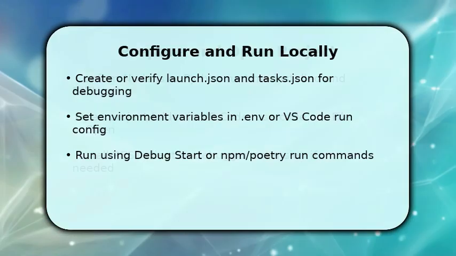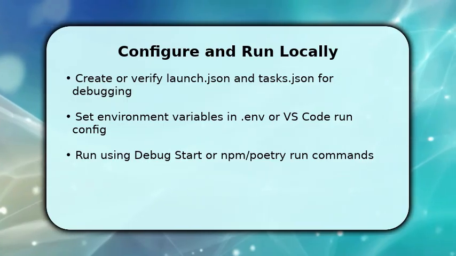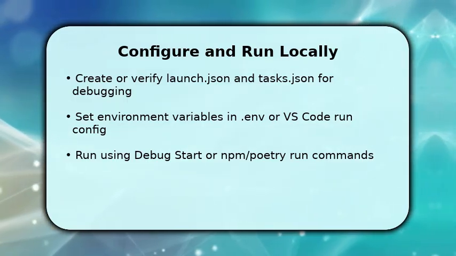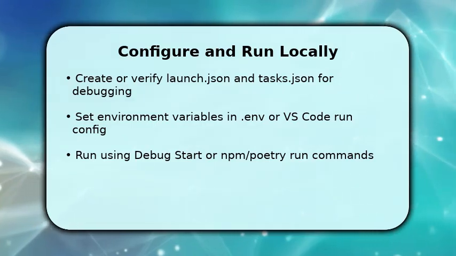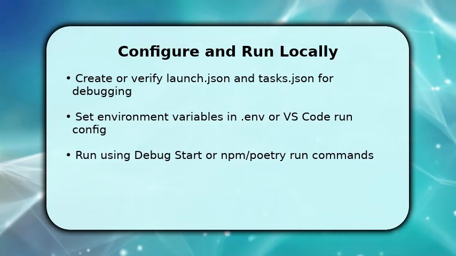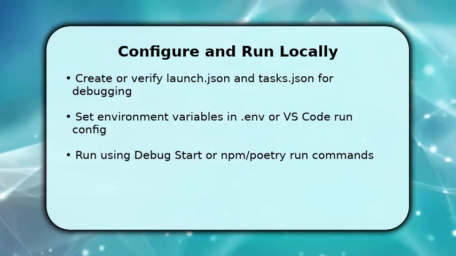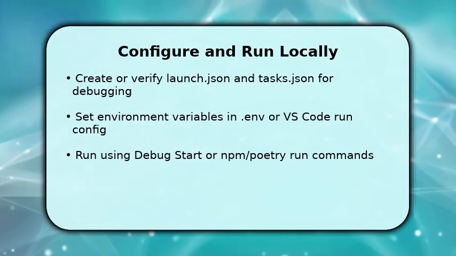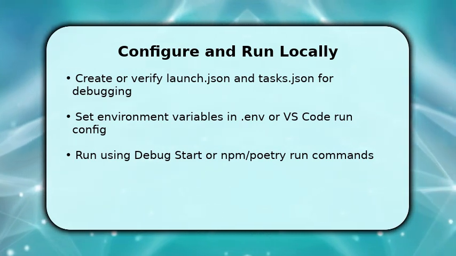Next, configure how VS Code launches your API so runs are reproducible. Create a launch.json that points to your entry file and maps ports, and add tasks.json for build steps if needed. Load environment variables from an .env file or the debug configuration so secrets and ports are consistent. Use the Run and Debug panel to start the server, or run npm start or python -m commands in the integrated terminal. Once running, the editor's debugger will attach and display logs and breakpoints.